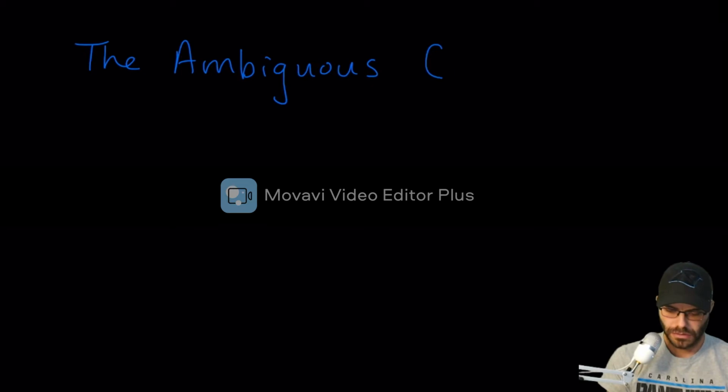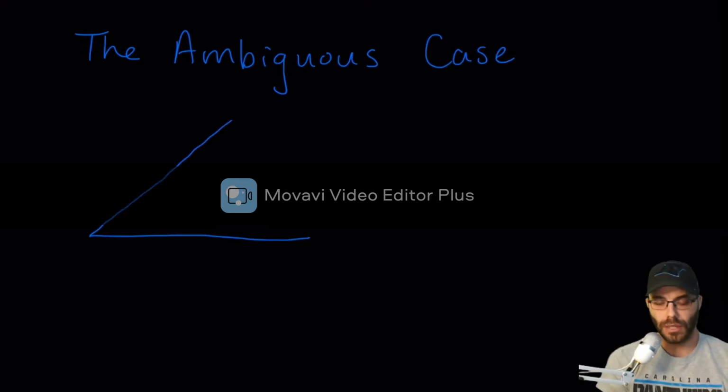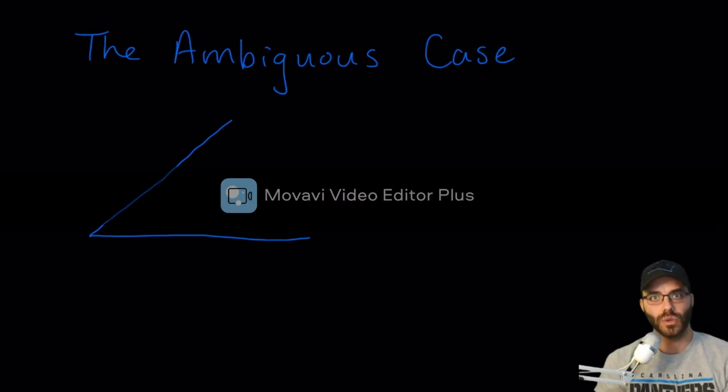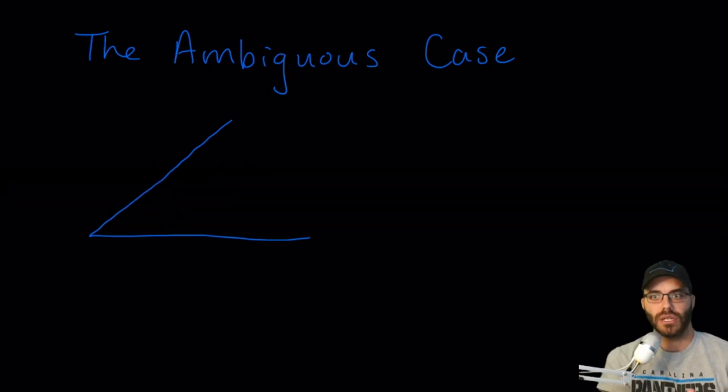The ambiguous case. Now what we mean by the ambiguous case is if we have a triangle such that we know two side lengths, and a non-included angle, then we don't know immediately if the measurements that we're given are measurements for one single triangle, two triangles, or possibly no triangles, right?